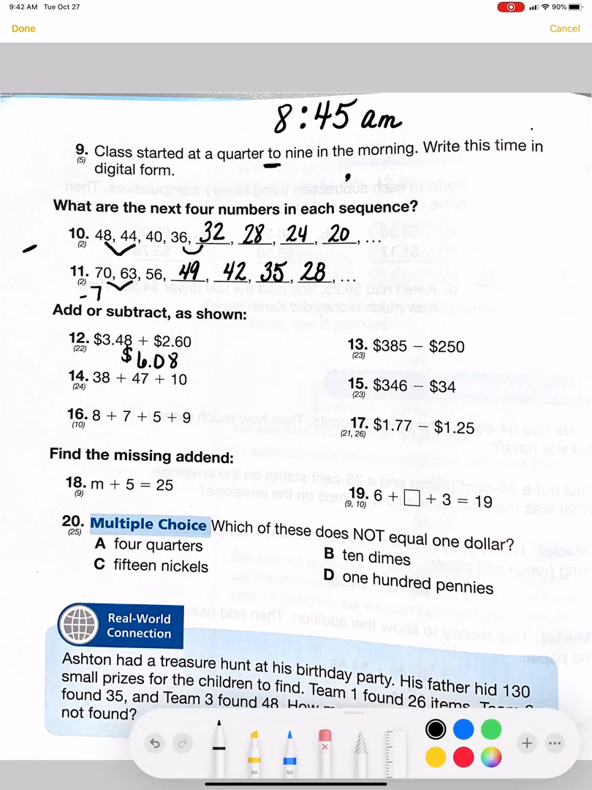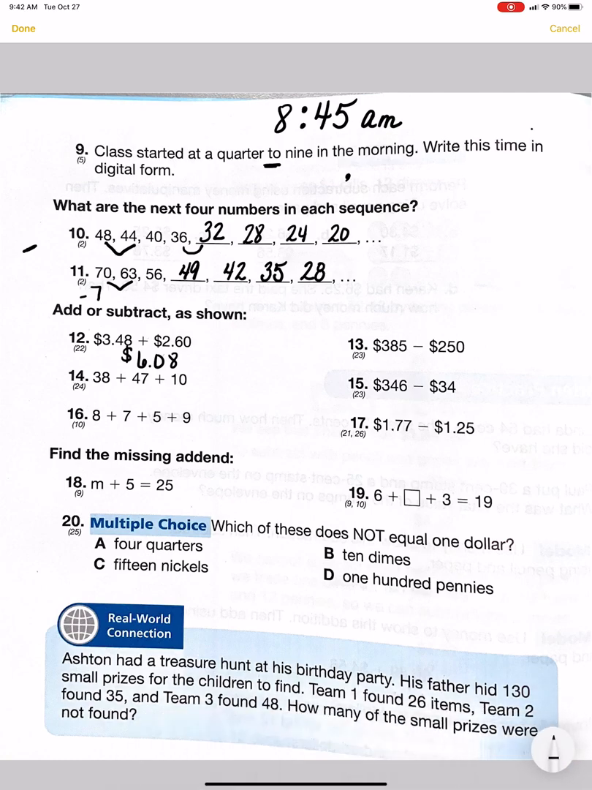Okay. 38 plus 47 plus 10. I'm going to say 47. I'm going to combine the 10 and the 38 and say 48. Instead of having a big long problem. 7 and 8 is 15. Carry. This is 9. Number 14 is 95.